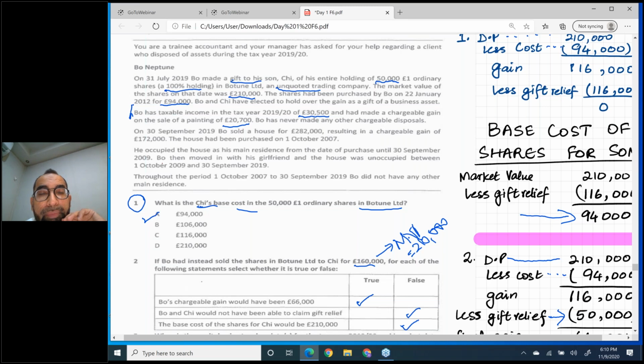First think over it. Now, Bo has never made any other chargeable disposals. Important line: in this whole fiscal year, Bo didn't make any other chargeable disposal. That means Bo's annual exemption of 12,000 is still spare. Let's start the tax computation now.